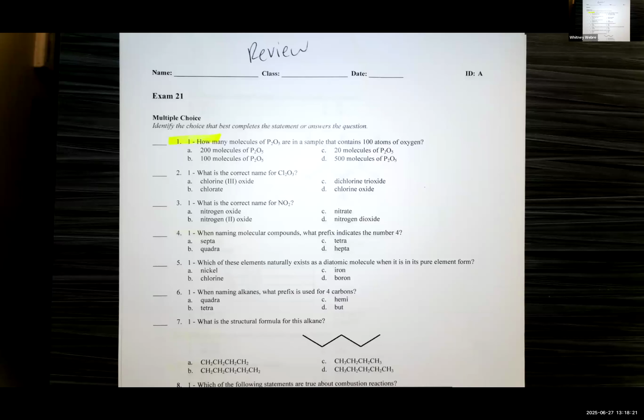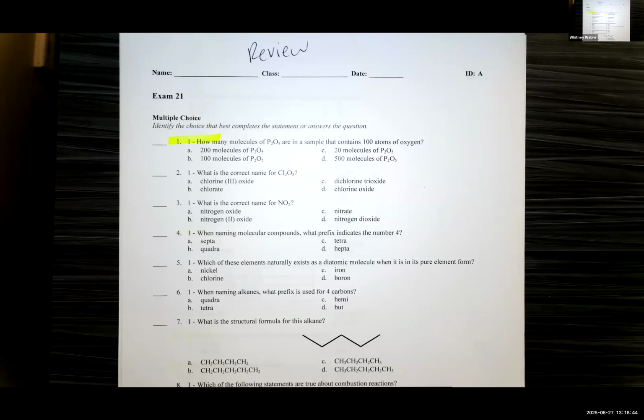So the formula unit, or sorry, the representative particle here would be molecules. So it's asking for molecules, but unfortunately I'm starting with 100 atoms of O. If I was just to use the 6.02 number here, it would not be my final answer. It would not be completely correct because I have to go one step further here.